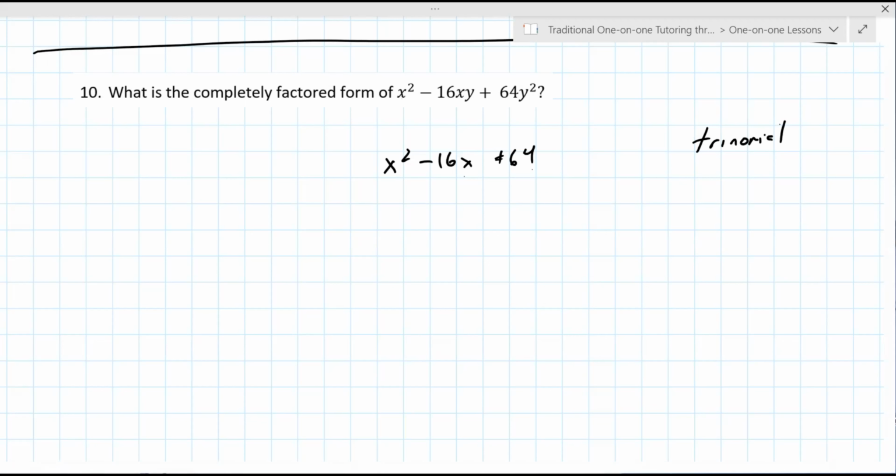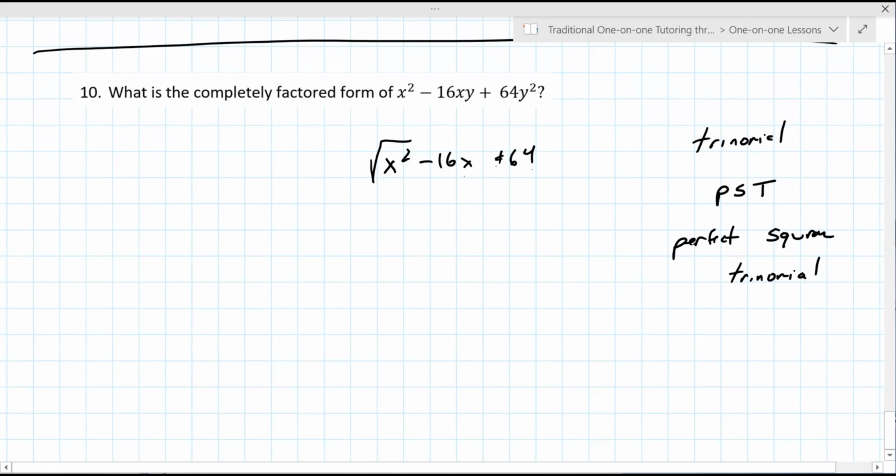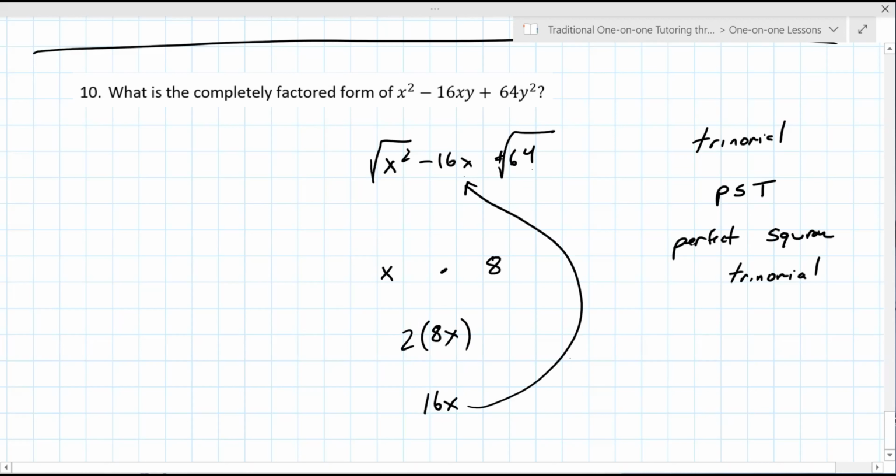That 16 and 64 both have 8 in common. I know, that's probably not really common. Well, it's related. This one's actually called a perfect square trinomial. I knew that. And it is related to what you just said. If you take the square root of the first term and the square root of the last term, x and 8, you merge them together and then double it, you get 16x, which is the middle term.